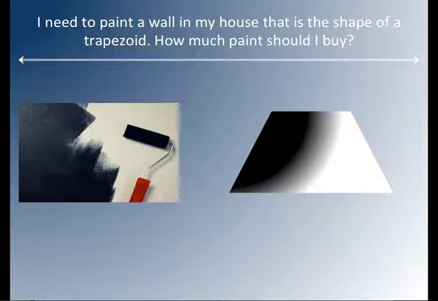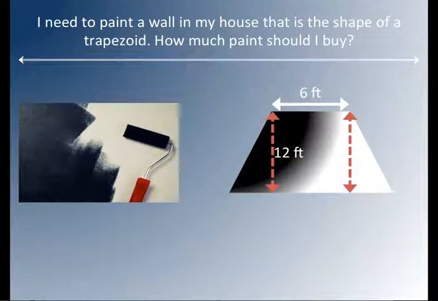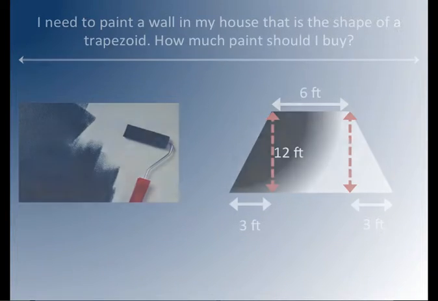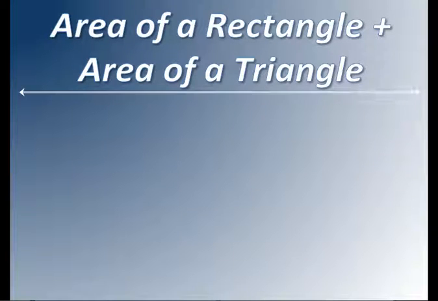So let's look at our trapezoid. The height of my wall, we're going to say, is 12 feet tall. And we're actually going to divide all the other dimensions so that it's a rectangle in the middle and 2 triangles on the edge, because we already know how to find the area of a rectangle and the area of a triangle. So what we're going to do is add those areas together.